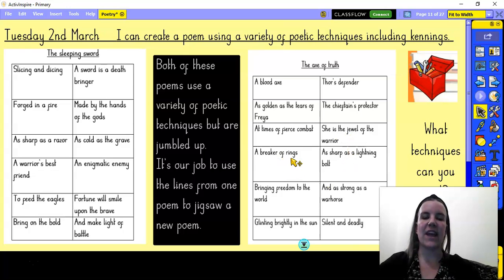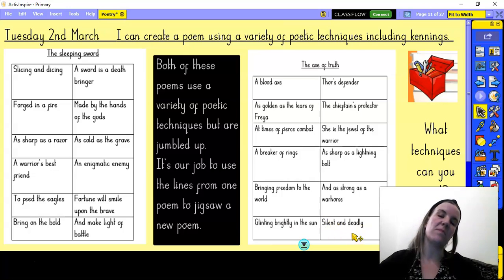A breaker of rings. Okay, so what the axe is used for, perhaps that might be an example of a kenning. Ring breaker, perhaps. As sharp as a lightning bolt, an example of a simile there. And bringing freedom to the world, as strong as a war horse, another example of a simile there. Glinting brightly in the sun, some powerful adjectives. Silent and deadly, and again, some more adjectives and adverbs there.